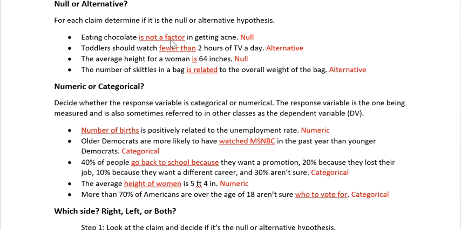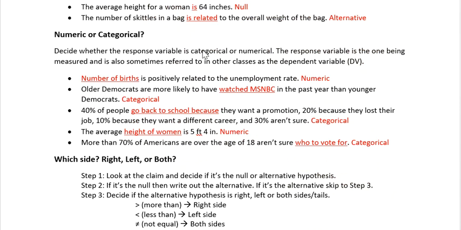So "is not a factor" means nothing going on, so null. "Fewer than" is alternative. "Is", so you are saying here's a specific number, is your null, and "is related" is alternative. So this should be just kind of a refresher from last week.